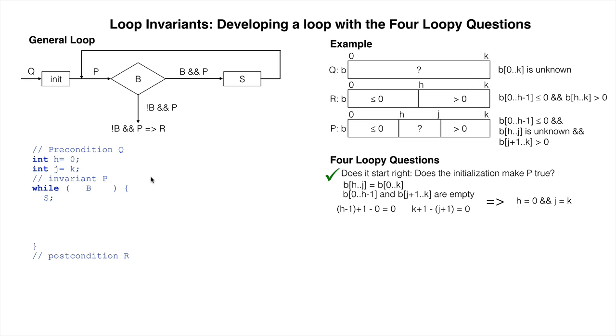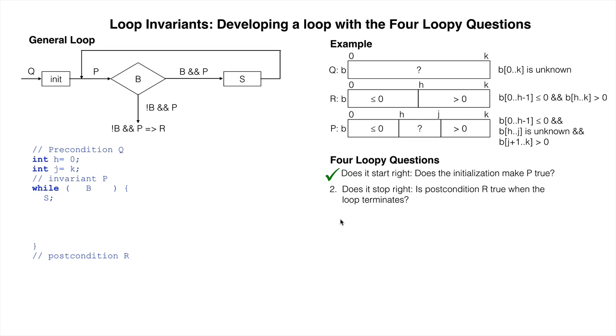The second loopy question is, does it stop right? In other words, does the invariant P combined with the opposite of the loop guard, B, imply the postcondition, R? The loop must end with R true. To make invariant P look like R, the unknown segment, b sub h ... j, must be empty. Using the follower minus first rule, we can see that b sub h ... j is empty when h equals j plus 1. Note that if h equals j, then the segment still contains one element, so it would not yet be empty.